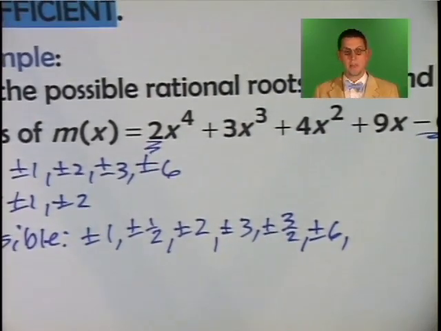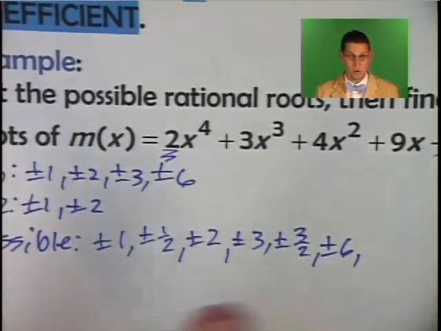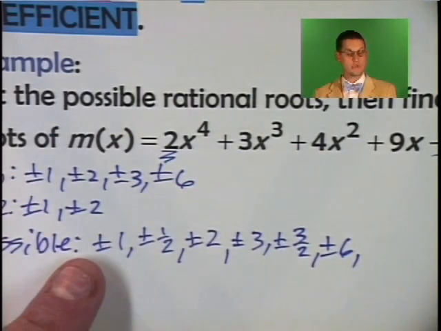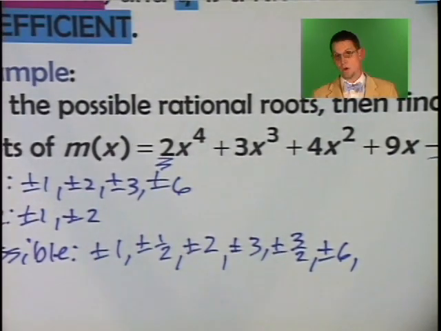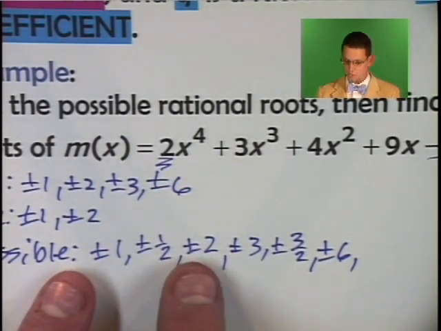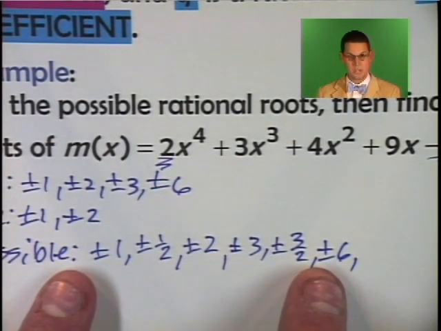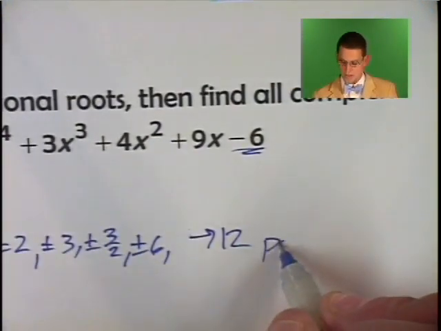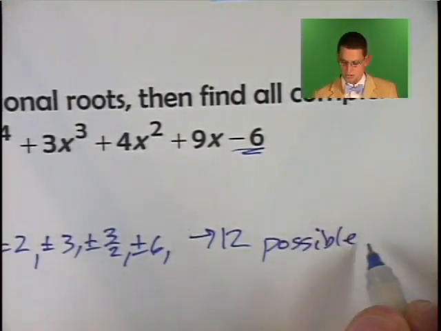So you want to make sure that if you write down all of them, then go back at the end and make sure that when you simplify them, there are no repeaters, because we want to find distinct possible solutions. Well, how many do we have? 1, 2, 3, 4, 5, 6 positives and their negatives. So we have 12 possible rational solutions.